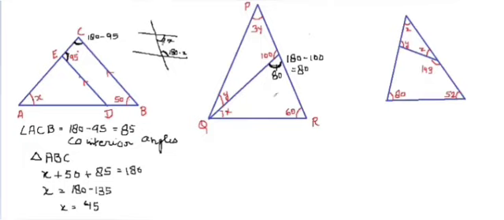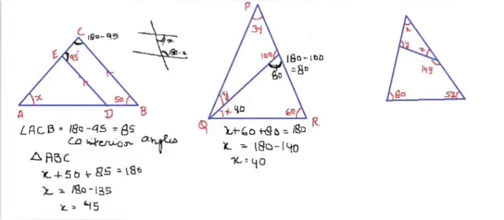Now in a triangle, if I am taking this triangle, the sum of angles will be 180. So I can write x plus 60 plus 80 will give you 180. Now I am subtracting this on the other side. So 60 plus 80 will be 140 and 140 I will subtract on the other side. So the value of x will be 40.